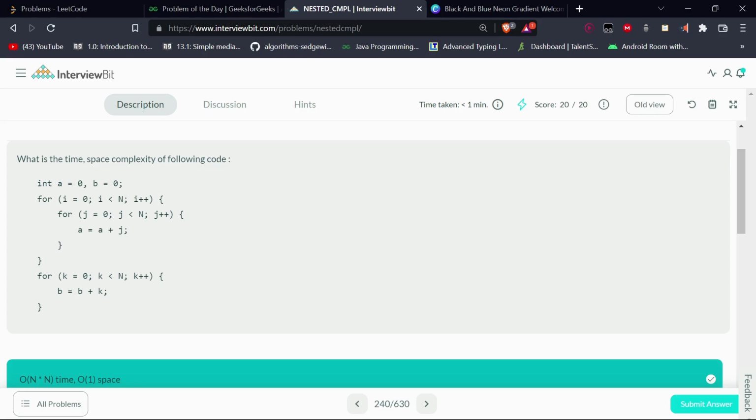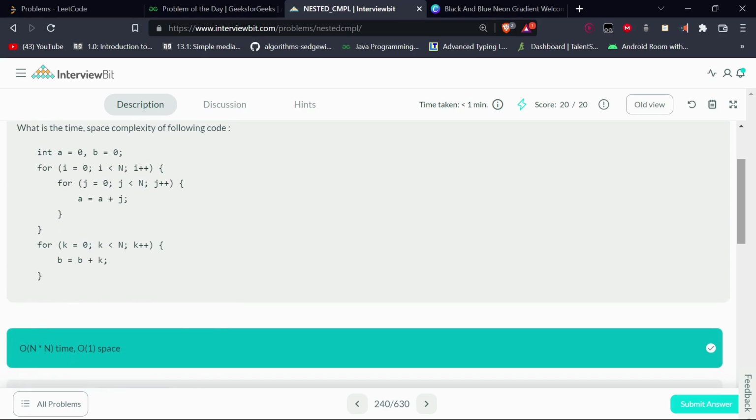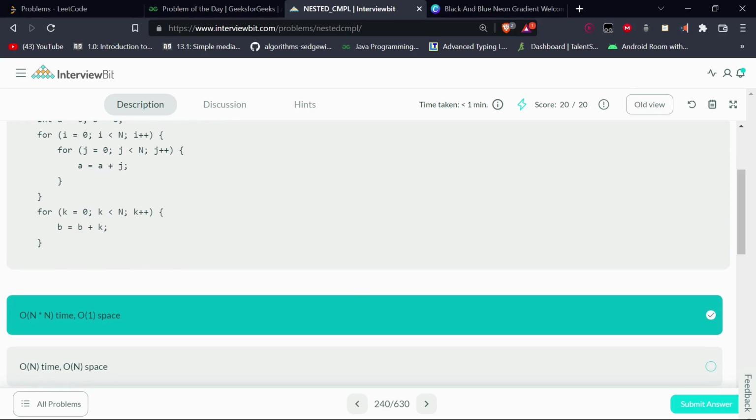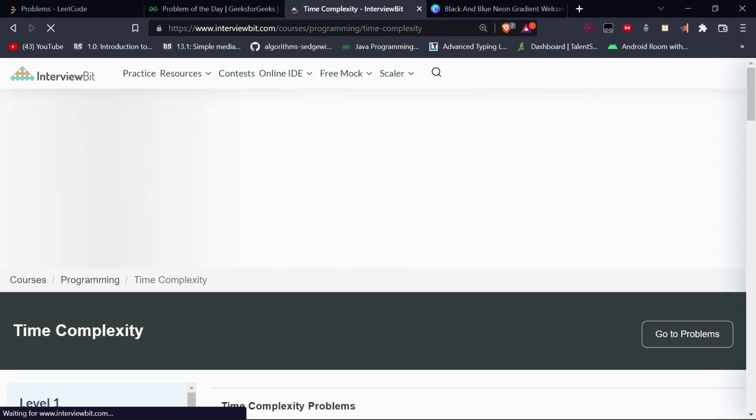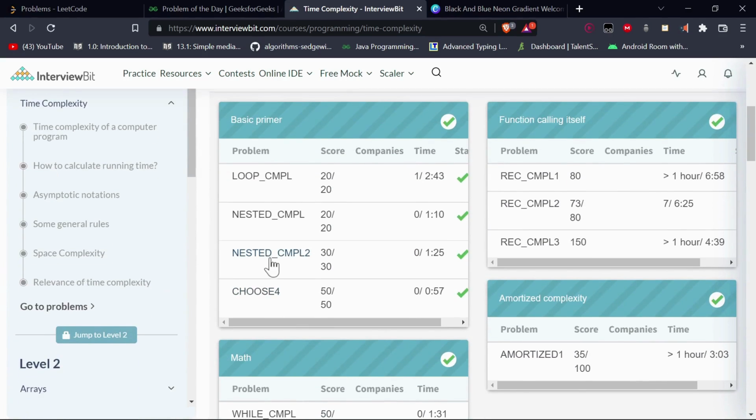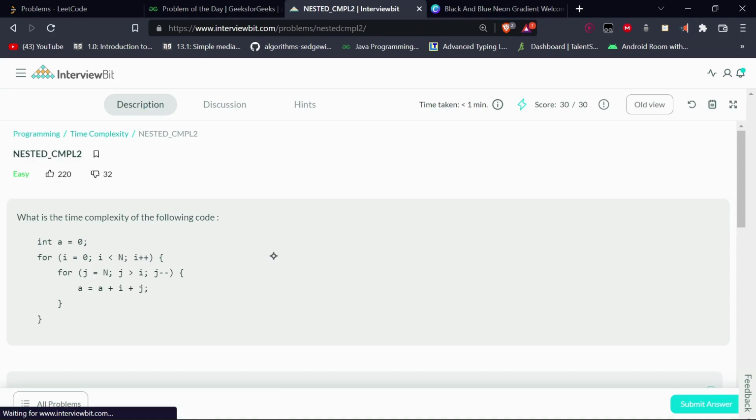And space. We are not creating any arrays or any data structures, so it's O of 1 space. Time complexity is O of n square and space complexity is O of 1. Next problem.